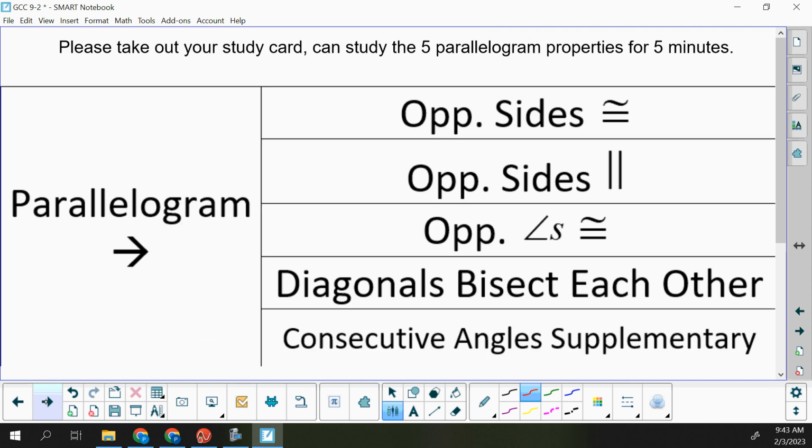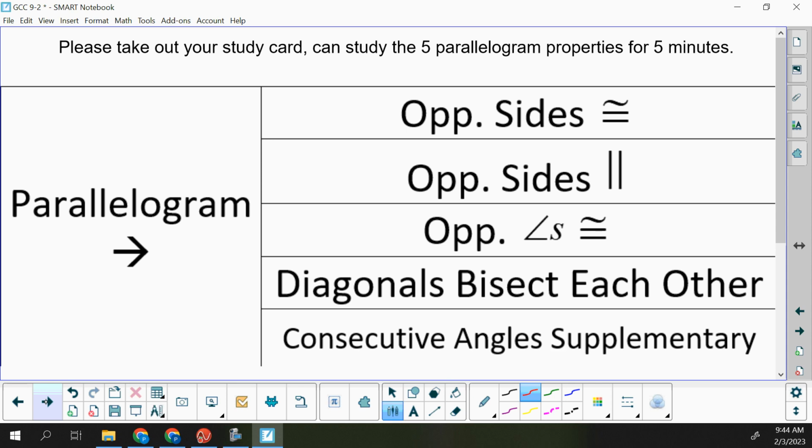All right, we're going to be working on our parallelogram proofs today. So the first thing I want you to do is take out your study card, fold back the 5 parallelogram reasons, and we're going to pause the video for 5 minutes for you to either quiz yourself, or you can, within your group, quiz each other.